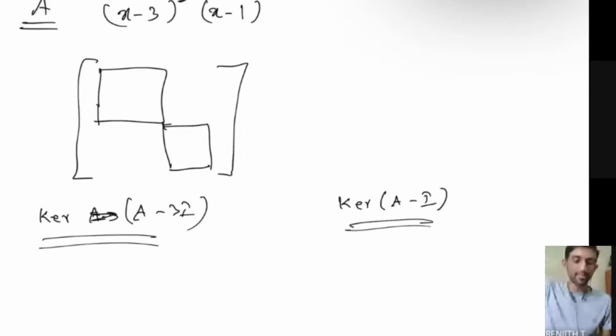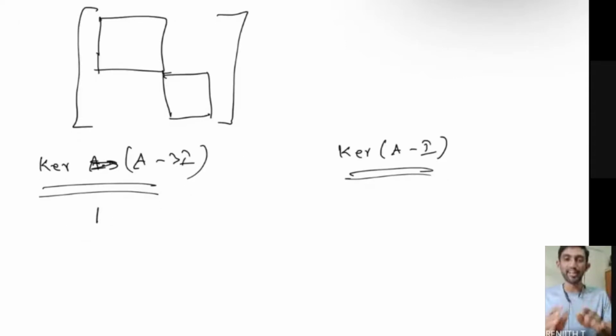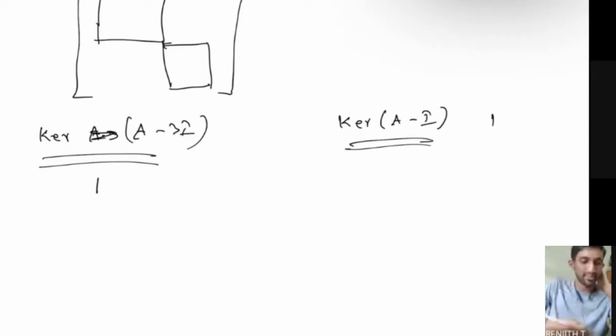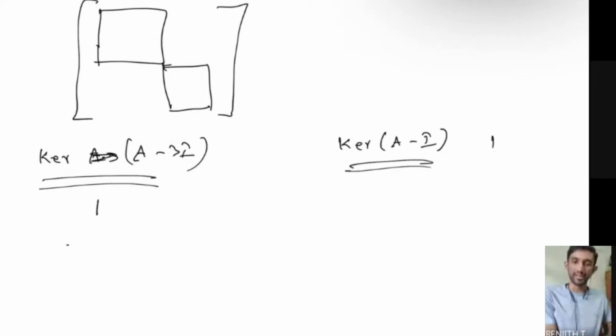If the kernel of A minus 3I has only dimension 1, then what will you do? Then you will have only one eigenvector, and the other things won't be eigenvectors. If this has only dimension 1, then there will be only one eigenvector. So in such cases, what will we do? In such cases, you can deal with the things separately.